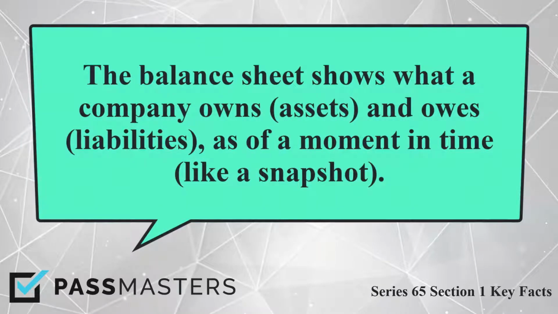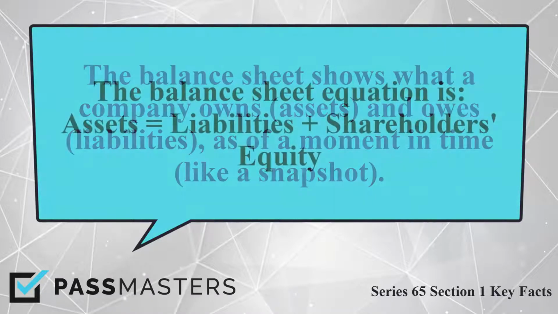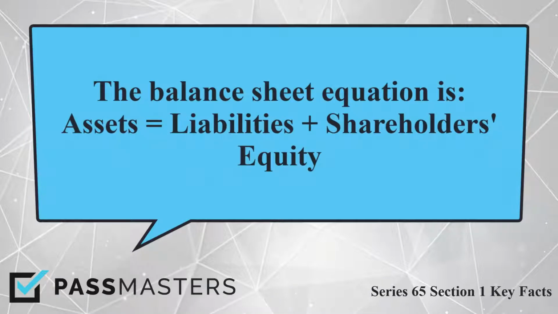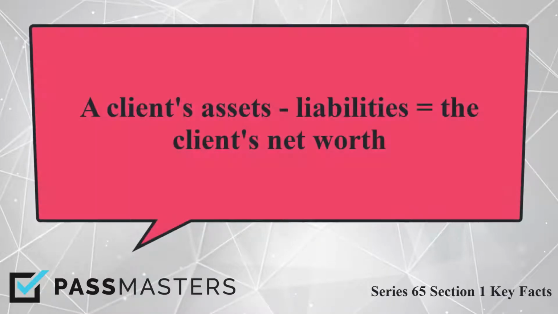The balance sheet shows what a company owns, assets, and owes, liabilities, as of a moment in time, like a snapshot. The balance sheet equation is assets equals liabilities plus shareholders' equity. A client's assets minus liabilities equals the client's net worth.